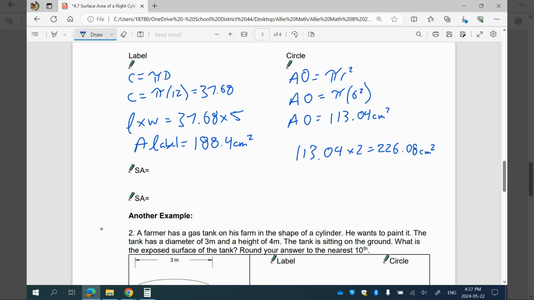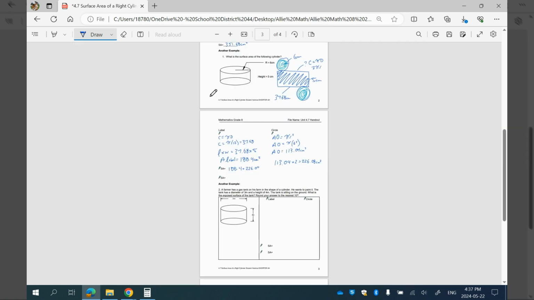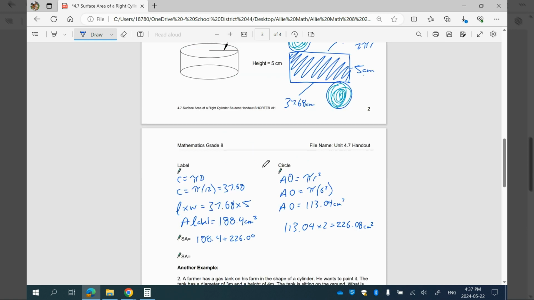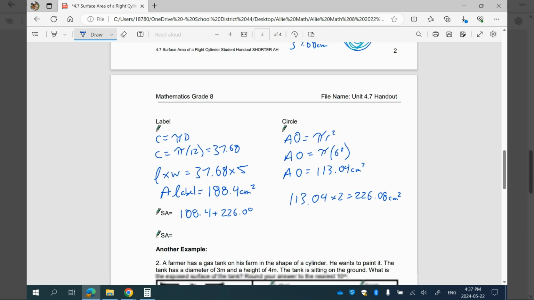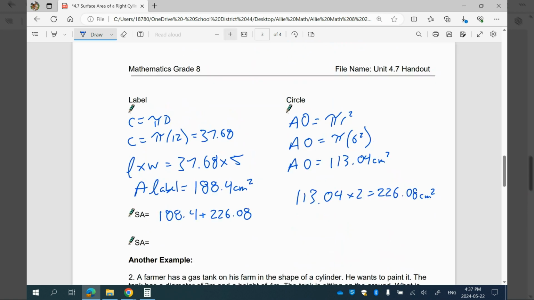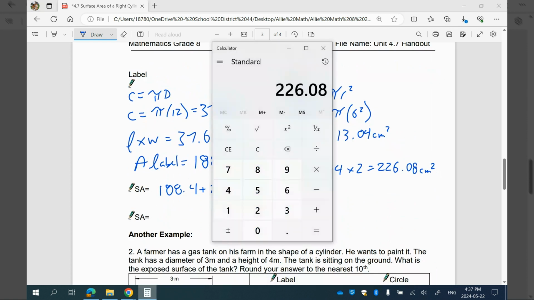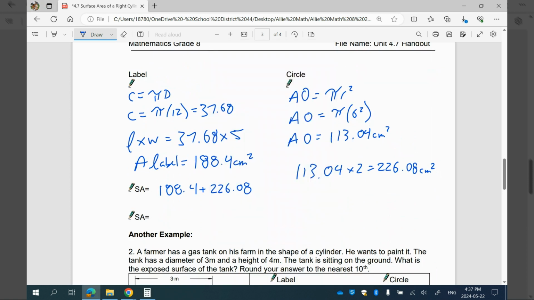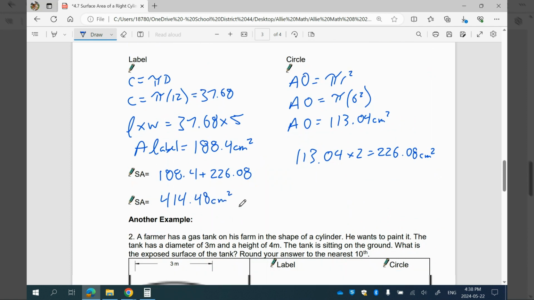So now let's add them up. It equals 188.4 plus 226.08. I keep on hitting this with my arm. Sorry, everybody. I'm going to blame the new computer or else human error, but I'd rather blame technology. Okay, let's add them up. 226.08 plus 188.4 equals 414.48, and that's centimeters squared. It's a two-dimensional object, so centimeters squared.